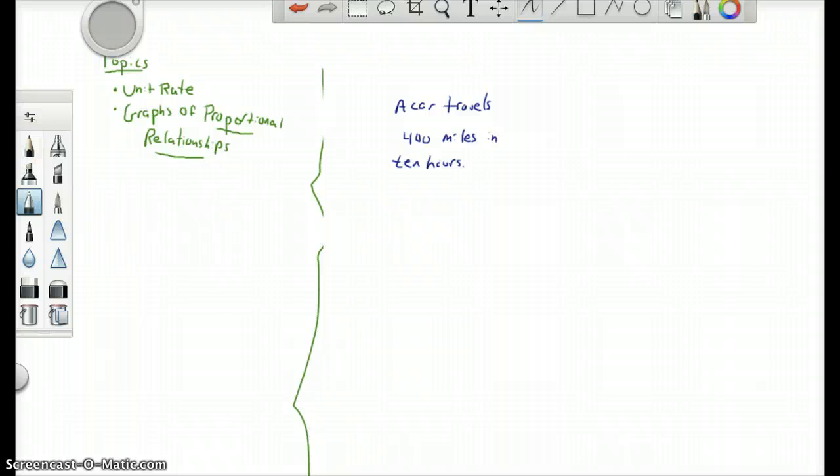So recall from earlier that we were able to figure out that this 400 miles in 10 hours is really 40 miles per hour. Okay? So we're going to make a graph of this on our y-axis, right, our vertical axis. We're going to put our distance here, okay? So this is going to be distance. Put a D for distance.